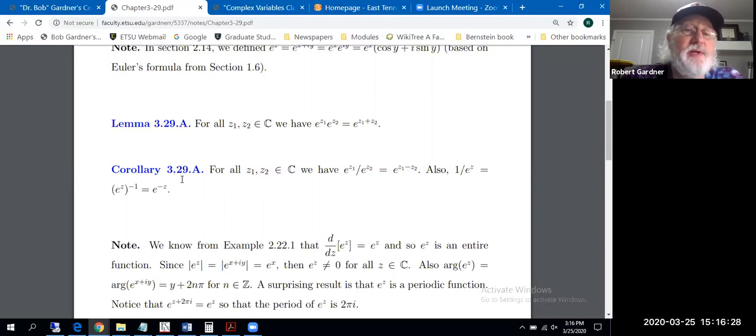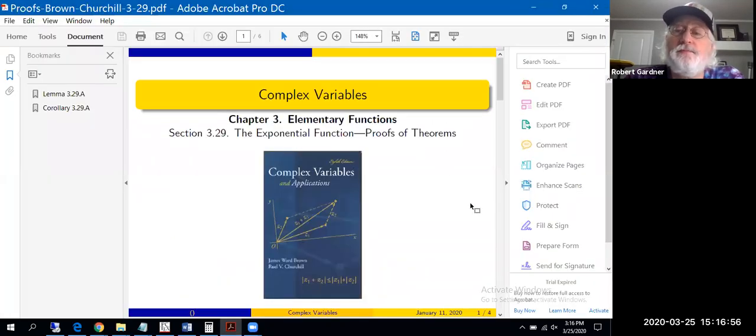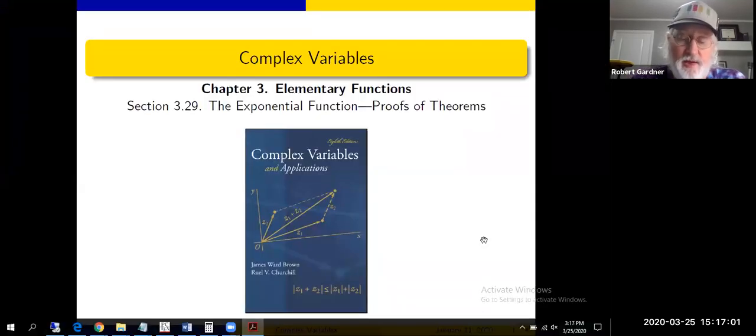A corollary to that will be corollary 3.29.a. For any two complex numbers z1 and z2, e to the z1 divided by e to the z2 equals e to the z1 minus z2. Or also that 1 over e to the z, that is the multiplicative inverse of e to the z, is e to the negative z. So let's go to the Beamer files and go through the proofs of those two because they're really not too involved.